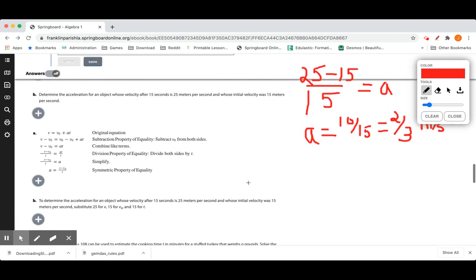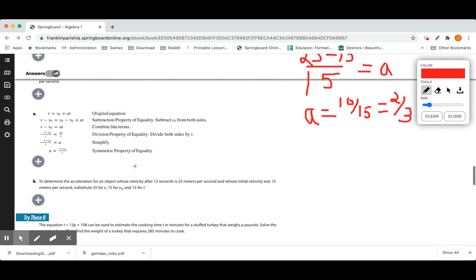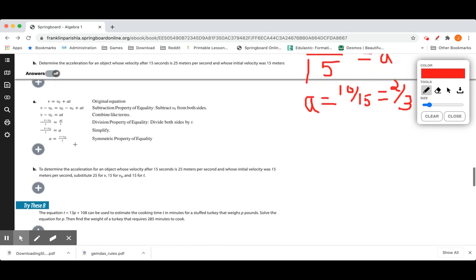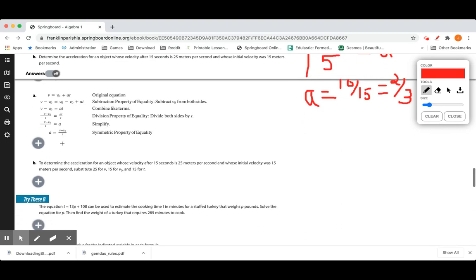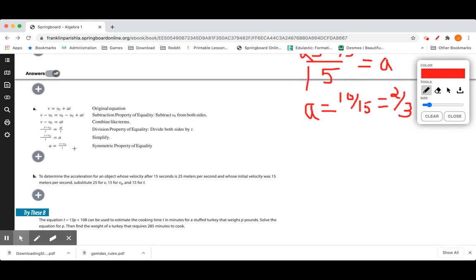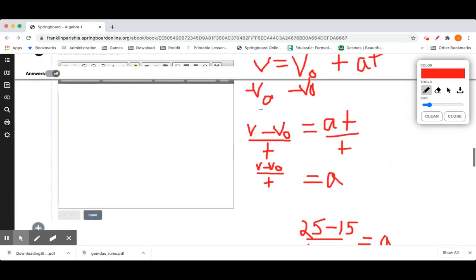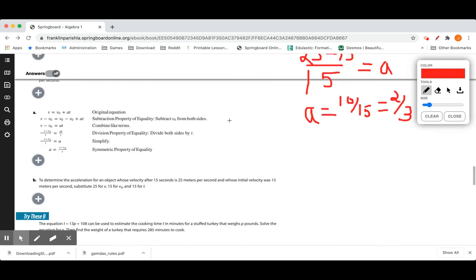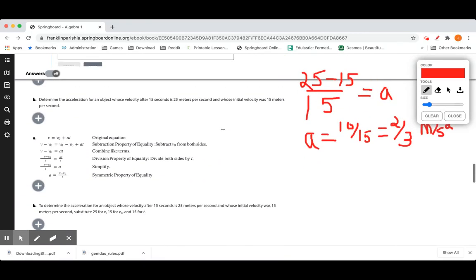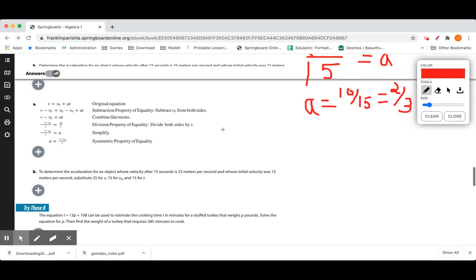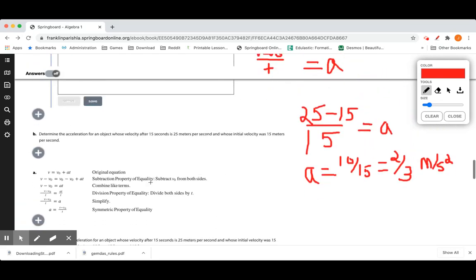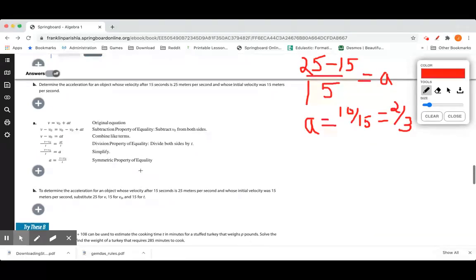All right, let's look at A. They're just showing you what we've already proved up here. And B, it seems to be the same thing. They just repeated the question. All right.